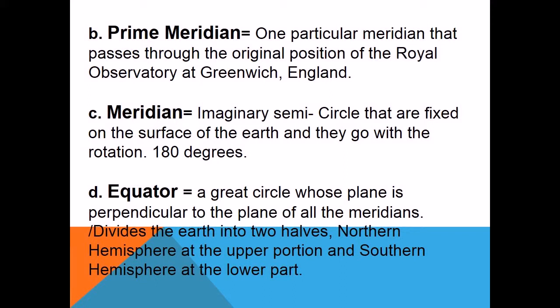C. Meridian, imaginary semicircles that are fixed on the surface of the Earth, and they go with the rotation, 180 degrees. D. Equator, a great circle whose plane is perpendicular to the plane of all the meridians, or divides the Earth into two halves, northern hemisphere at the upper portion and southern hemisphere at the lower part.